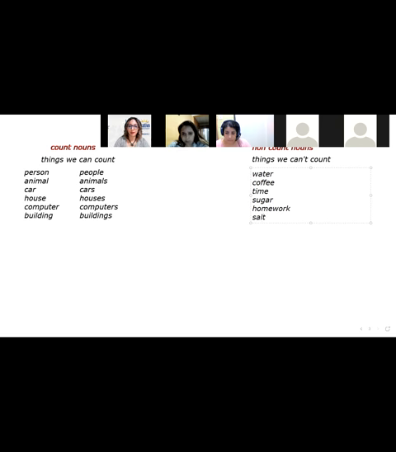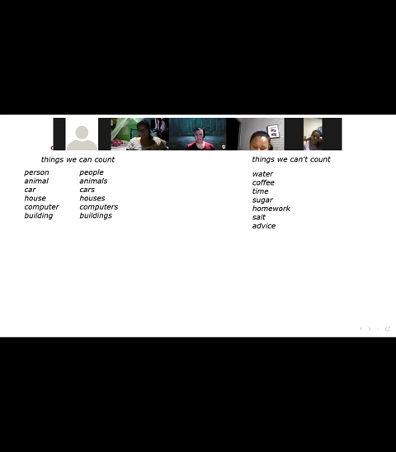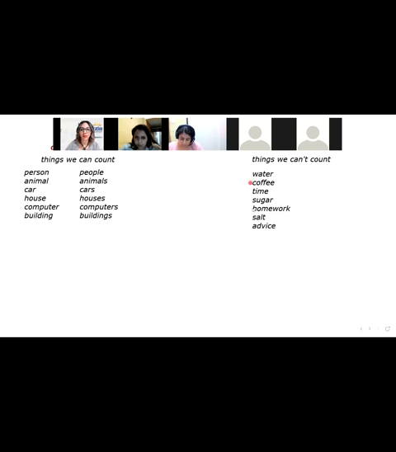Salt, thank you. We cannot count advice. Advice, son consejos. In Spanish, podemos contar los consejos. In English, we cannot. Cuando algo es no contable, when something is not countable, it doesn't have a plural form. Todos estos no tienen una forma plural, solo hay una manera. Waters, no existe. Coffees, no. Times, sugars, homeworks, no. Salt, advices, no. Okay, solo tienen una manera.